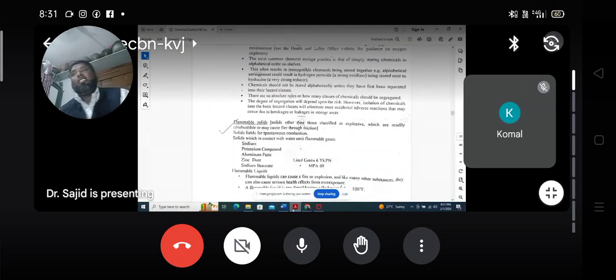Okay, those examples are given. See, whatever is there, you have experienced all this in the lab, and you have to write it in your own words. Sodium is there, potassium compounds are there, aluminum is there, zinc dust is there, sodium benzoate is there. These are some examples given here.